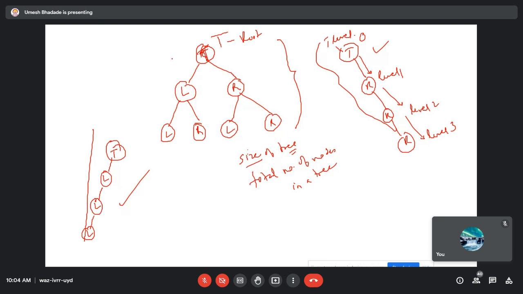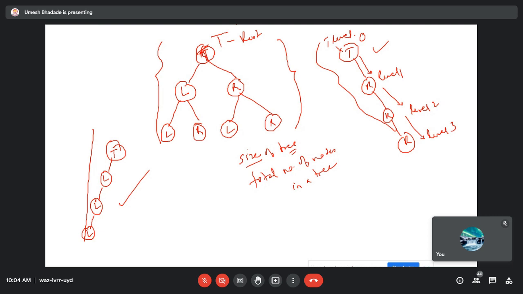This one. कितना साइज है इसका? 8. 4 और 2, 8 कैसे गया? 7 ना? 7, yes, sir. Yeah. 1 2 3 4 5 6 and 7. The size of this tree is 7.